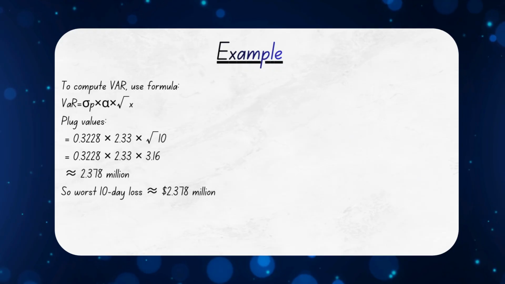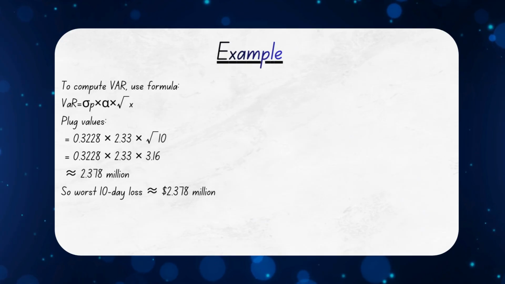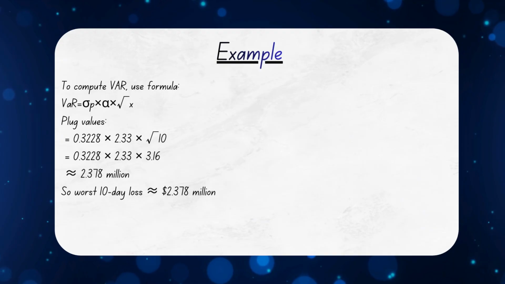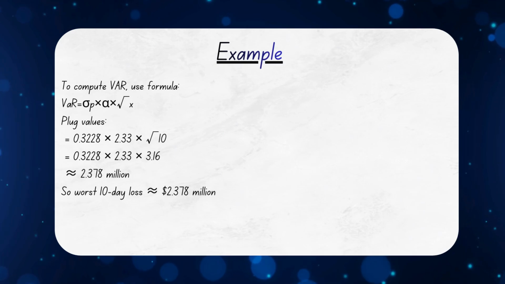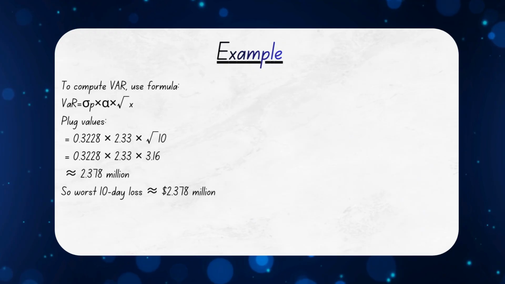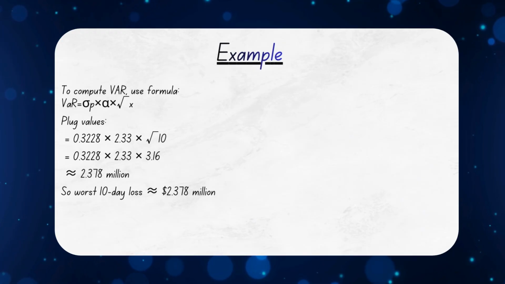Finally, we plug this volatility into the VAR formula. VAR equals 0.3228 times 2.33 times the square root of 10 days. The square root of 10 is about 3.16. Multiplying everything together gives roughly $2.38 million. So with 99% confidence, the worst expected loss over 10 days is about $2.38 million. In other words, only 1% of the time should losses exceed this amount.